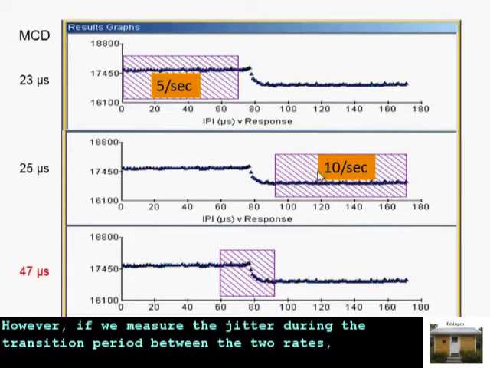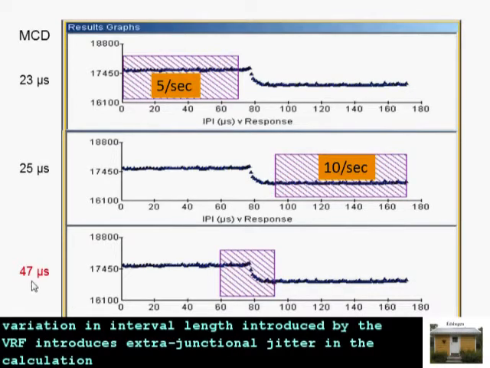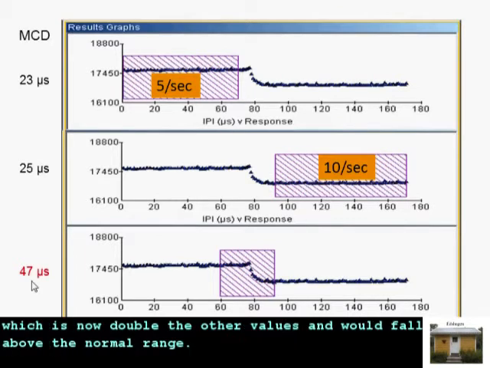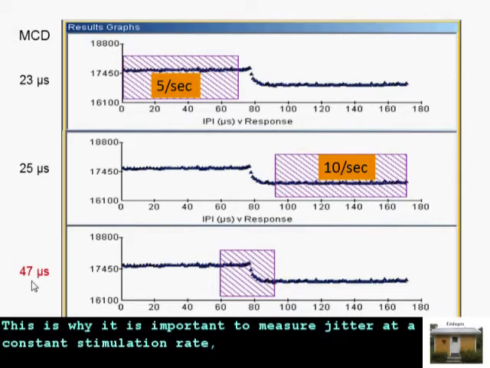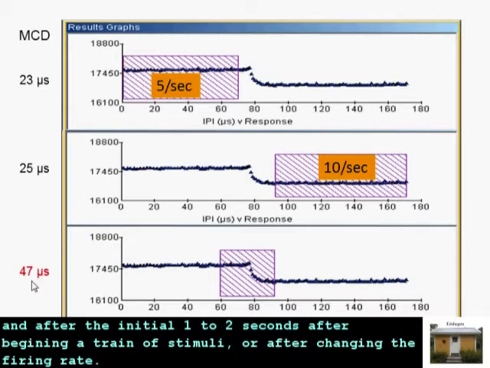However, if we measure the jitter during the transition period between the two rates, the variation in interval length introduced by the VRF introduces extra junctional jitter into the calculation, which is now double the other values and would fall above the normal range. This is why it's important to measure jitter at a constant stimulation rate and after the initial 1 to 2 seconds after beginning a train of stimuli or after changing the firing rate.